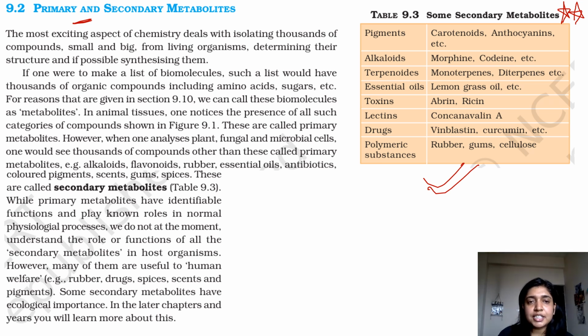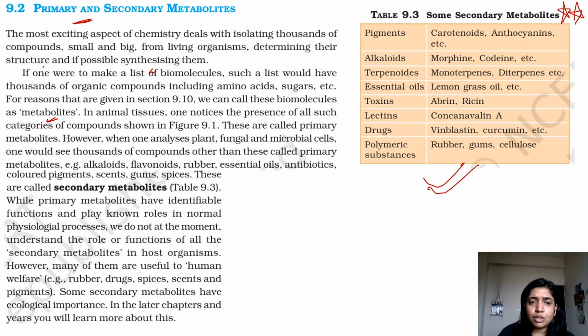The most exciting aspect of chemistry deals with isolating thousands of compounds, small and big, from living organisms, determining their structure and, if possible, synthesizing them. If one were to make a list of molecules, such a list would have thousands of organic compounds, including amino acids, sugars, etc. For reasons that are given in the section, we can call these biomolecules metabolites. In animal tissue, one notices the presence of all such categories. These are called primary metabolites.